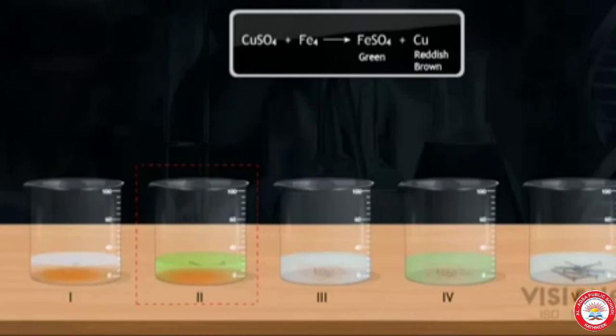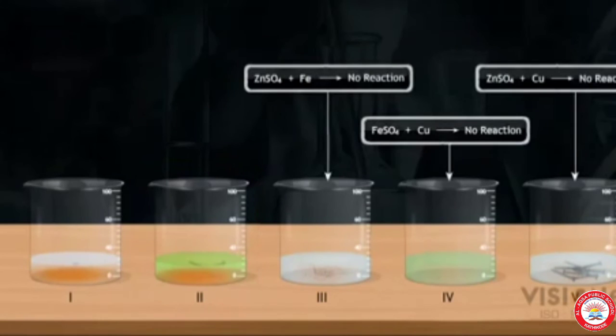In beaker 2, we took copper sulfate and we added iron. This iron is more reactive than copper, so it displaces copper from the copper sulfate and forms iron sulfate, and copper is deposited at the bottom. Actually, this reaction is called displacement reaction.